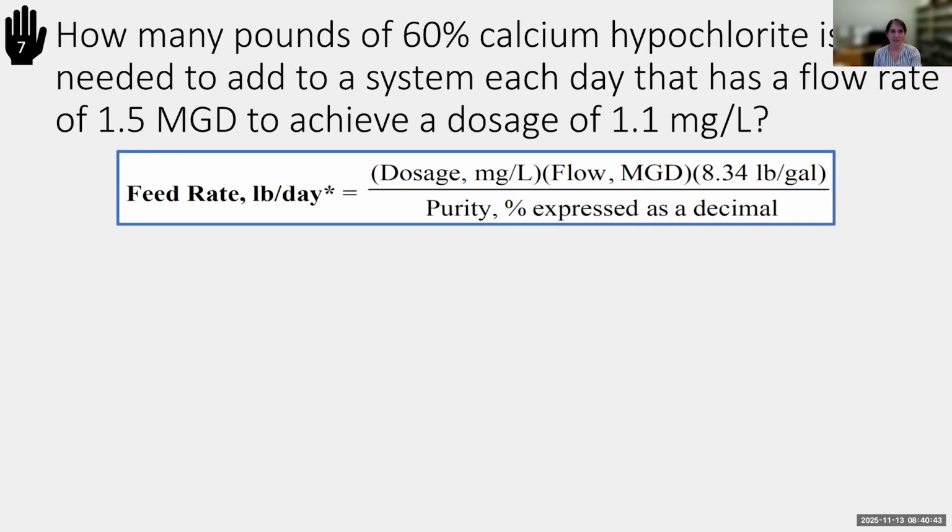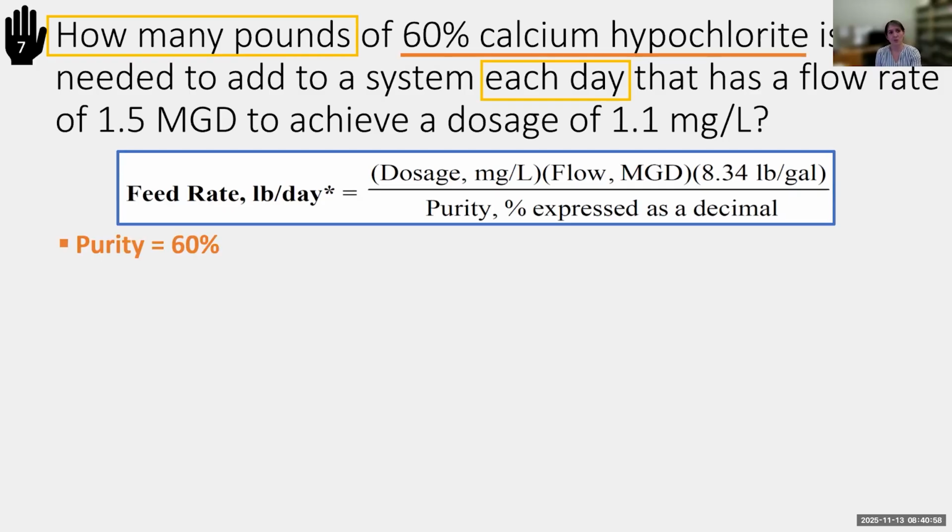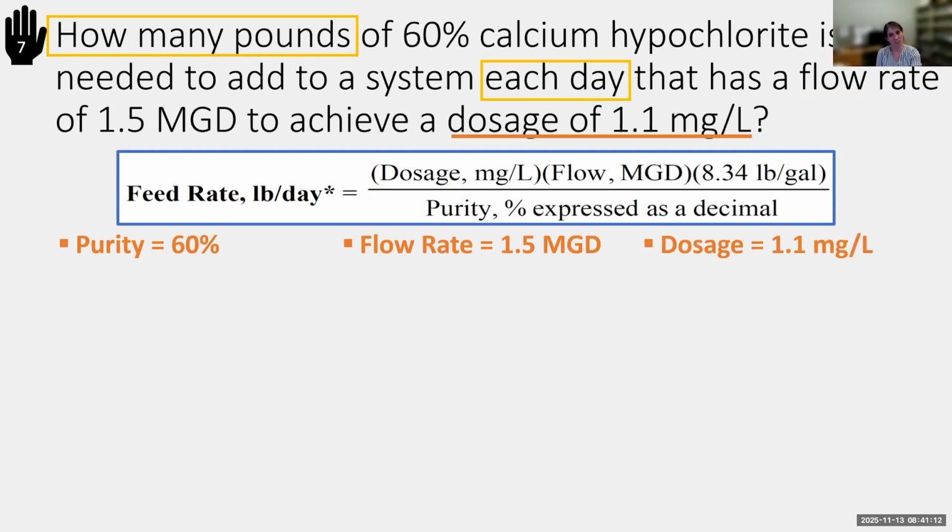Okay, so what are we trying to calculate? We are trying to calculate how many pounds of our solution we need to add each day. So we know that that is a flow rate or a feed rate. What do we know? We know that the purity of our solution is 60%. We also know that we have a flow rate of 1.5 million gallons per day and a dosage of 1.1 milligrams per liter.